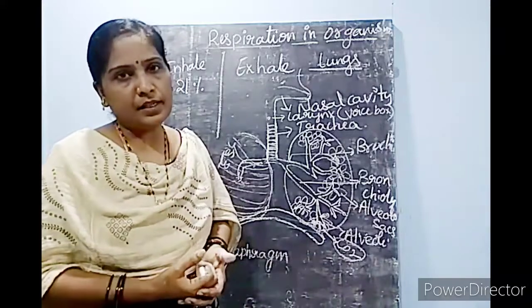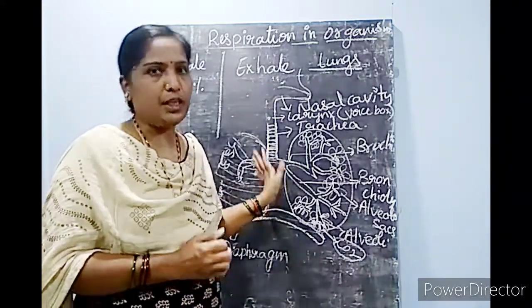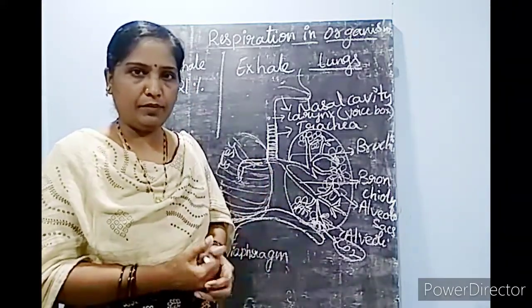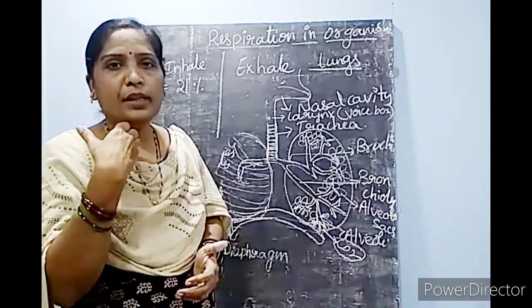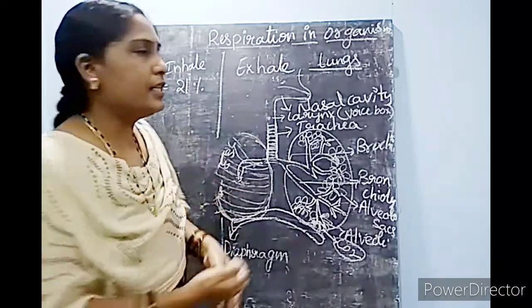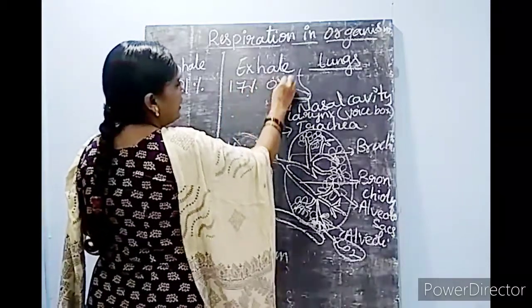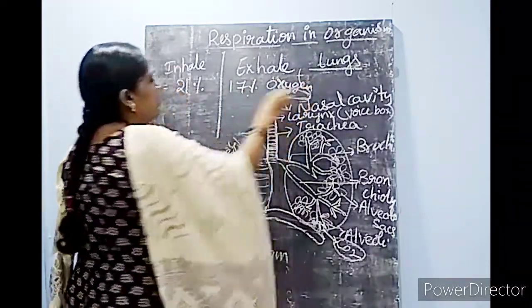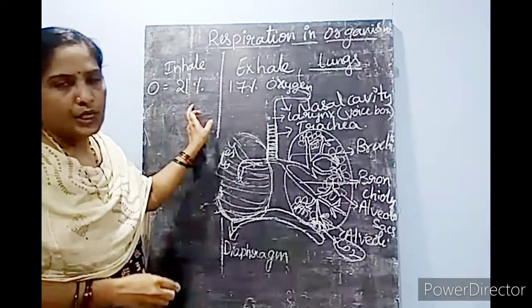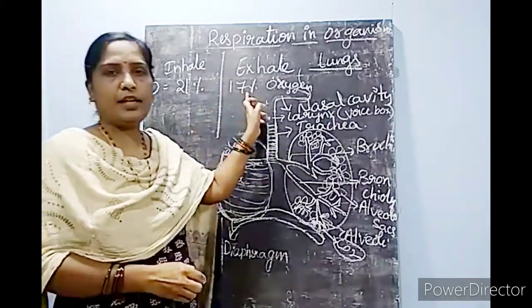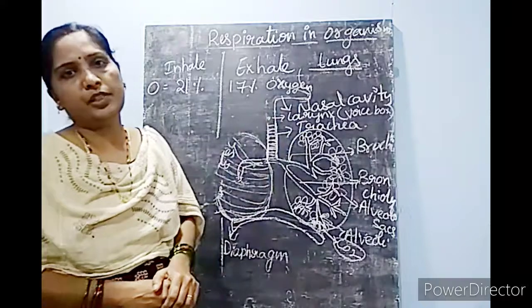And exhaled air, when we are exhaling after utilizing the oxygen in the cells to break down the food, carbon dioxide is released out. That is respiration. You are very familiar with that, right? When we are exhaling, that air consists of only 17% oxygen. When we are inhaling, it is 21%. When we are exhaling, it is only 17%.